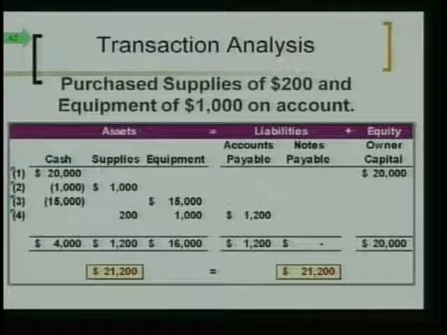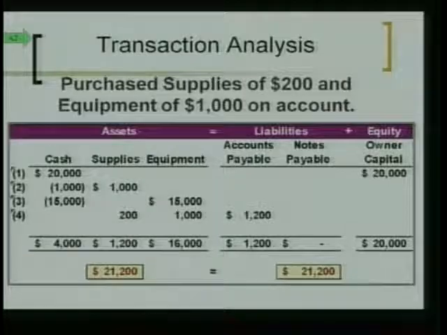Sometimes people make the mistake of thinking accounts payable goes down or it's a negative. No, accounts payable goes up, right? We owed them zero, now we owe them $1,200. How are you going to make that accounts payable go down in the future? Well, how do you make your loans go down? You pay them off, right? So take a look at that. Supplies goes up by $200, equipment goes up by $1,000, accounts payable goes up by $1,200.